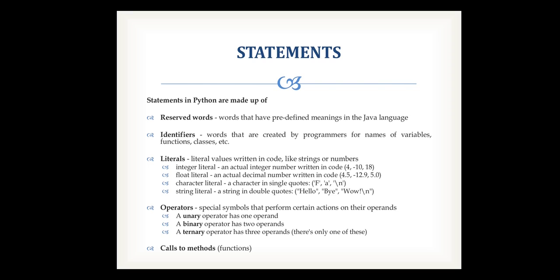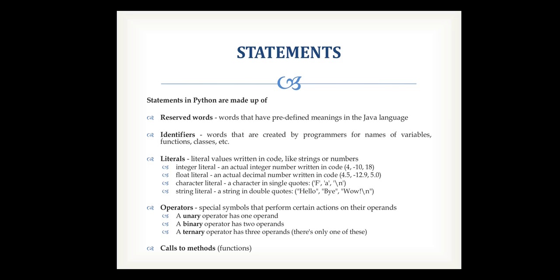Second is identifier, words that are created by the programmer for the name of a variable, function, classes, etc. That is called an identifier. So it is user defined. The user can directly give a variable name, function name and class name. There are also predefined functions. Now the third one is literals.